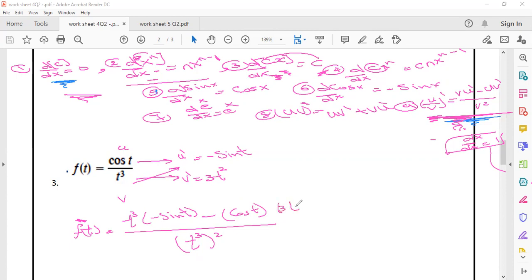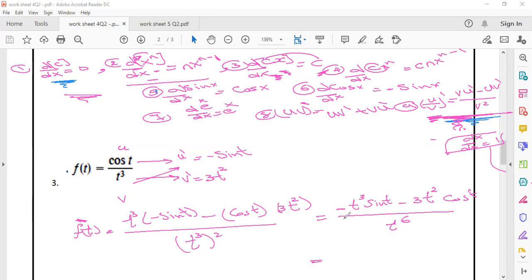Cosine is a function of t, multiplied by 3t squared. Here we have t to power 3. Here, t to power 3 or t to power 2? Okay, look with me. It will be negative t to power 3 sine t minus 3 t to power 2 cosine t, okay, over t to power 6. Look with me. It's so clear.